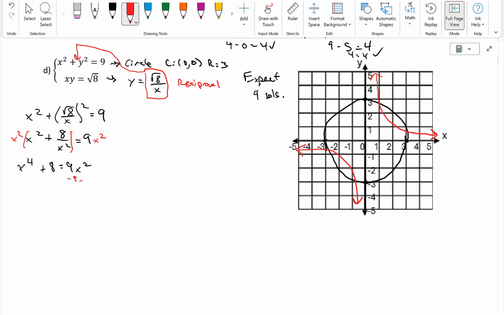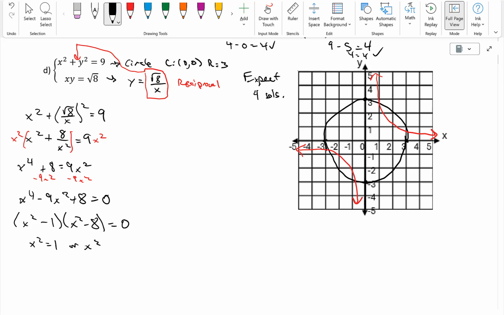And then I can move that 9x squared all to the same side. I recognize I am quadratic in form, just with a higher power. So x to the 4th minus 9x squared plus 8 equals 0. I can factor that as x squared minus 1 and x squared minus 8 equals 0. So we find that x squared is equal to 1 or x squared is equal to 8, which gives us x equals plus or minus 1, or x equals plus or minus the square root of 8, which is plus or minus 2 root 2. But we'll keep the square root of 8 for the computations. I think it makes things a little bit easier here.